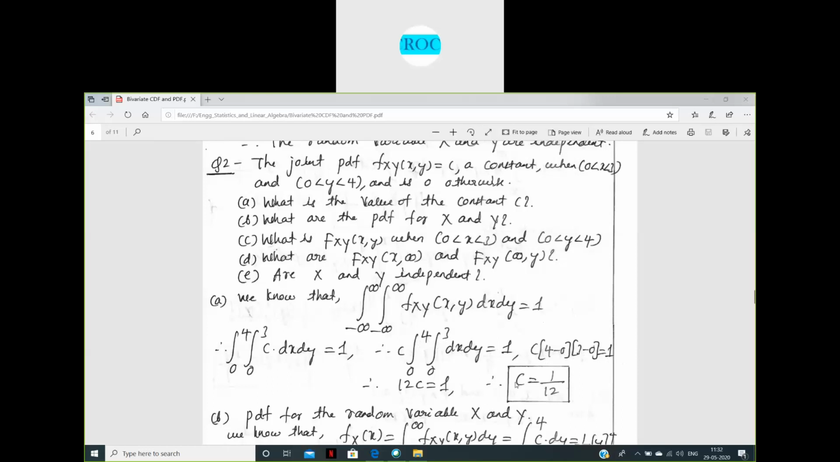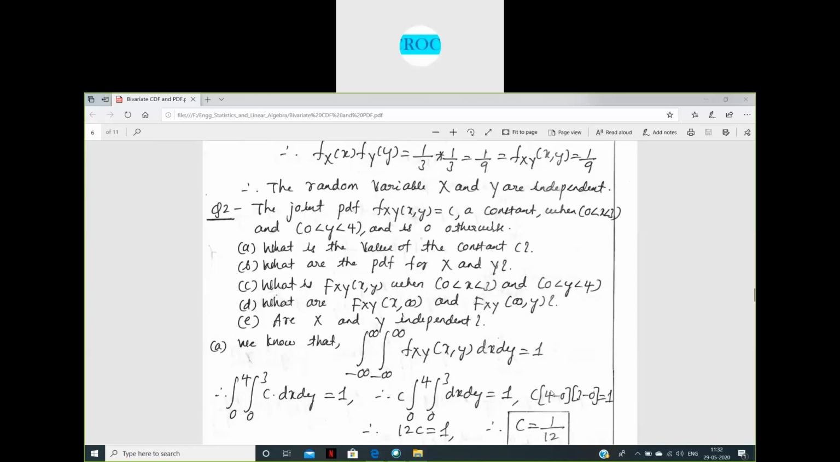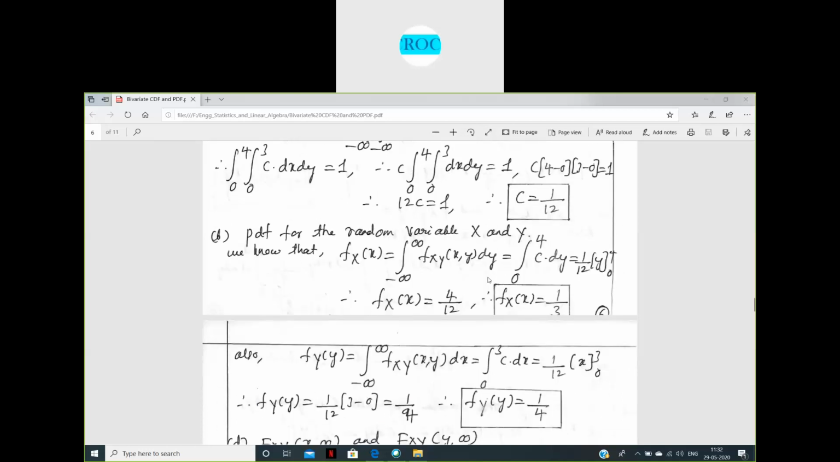So 12c is equal to 1, so the constant c is equal to 1 by 12 here. Second, what you need to calculate here is the PDF for random variables x and y. How do you do this one?